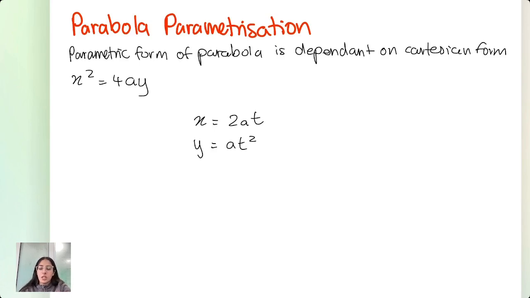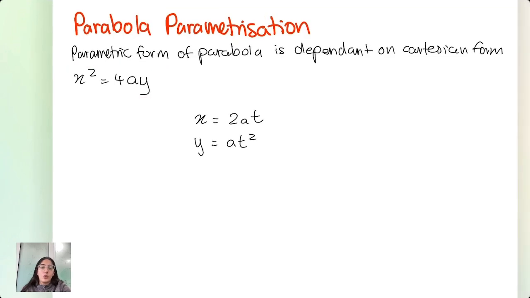But what I want you guys to realize is that this Cartesian form is the general Cartesian form that you'll require to be able to parameterize. So I'll show you guys an example of how we would do this. It'll make more sense when I do show an example. So bear with me for a moment.